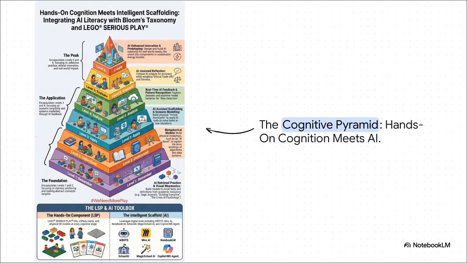And that brings us to this cognitive pyramid. It perfectly illustrates our solution. It basically harmonizes the physical, tactile act of building with Lego bricks right alongside smart AI scaffolding. What it does is guide participants straight up Bloom's taxonomy, starting from simple remembering down at the base, all the way up to creating at the peak. It's literally hands-on cognition meeting intelligent feedback.